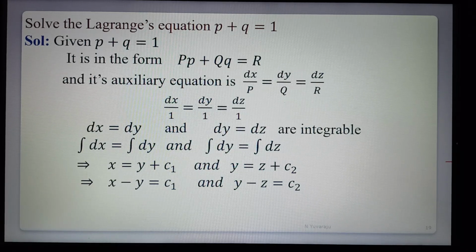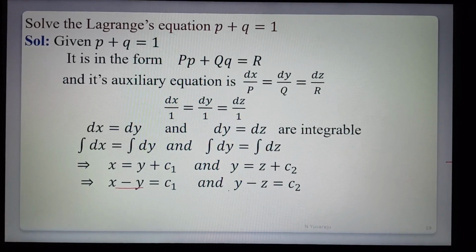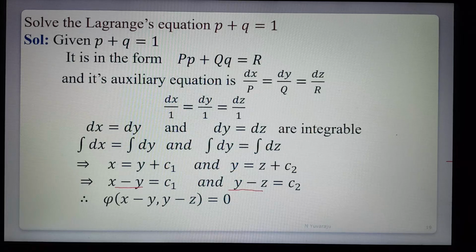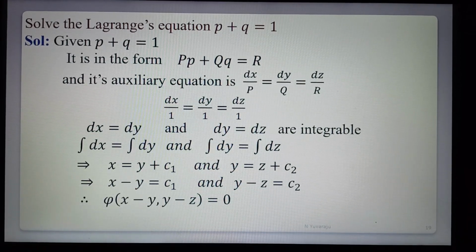This is the u solution, and this is the v solution. Therefore the complete general solution is phi of x minus y comma y minus z is equal to 0. Okay, this is the Lagrange's equation solution. Next example.